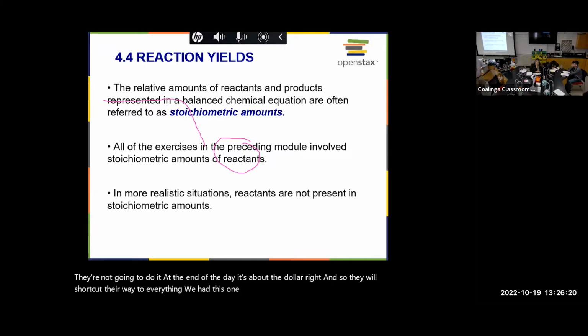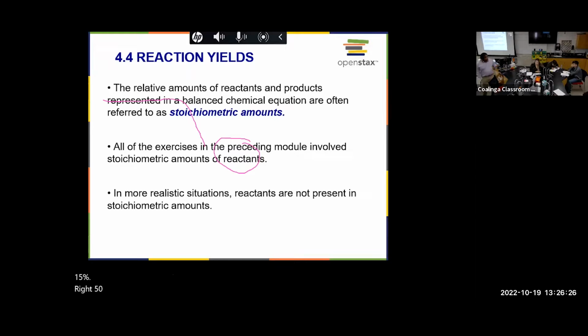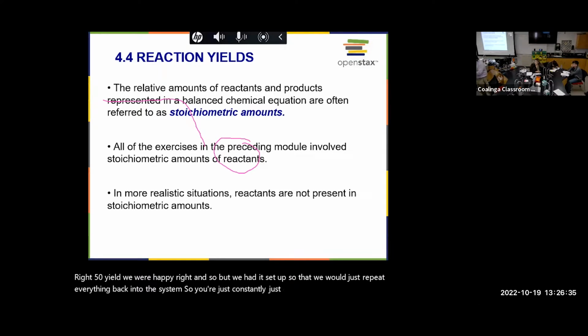I'm not kidding. If we got 15%, 50% yield, we were happy, right? But we had it set up so that we would just refeed everything back into the system. So you're constantly getting 15%, and eventually you get your product. Because if we tried to get 100% or close to 100%, it would cost us 50,000 times more. 50,000 times, not 1,000, 50,000 times more to do that.